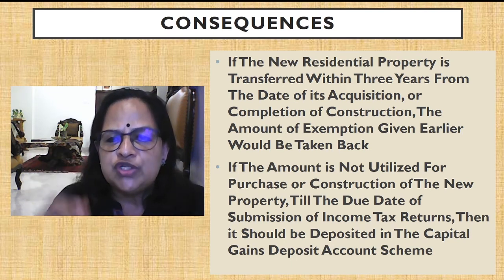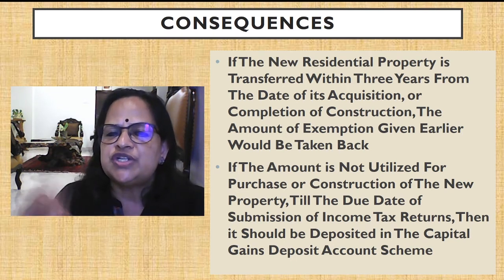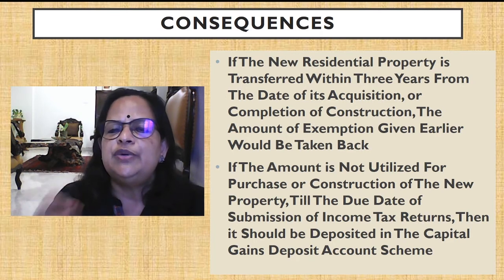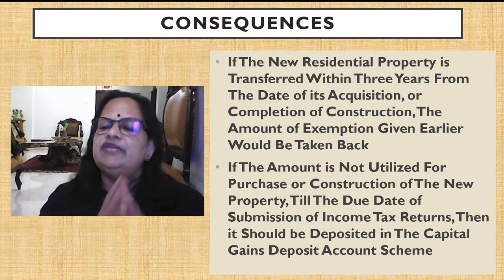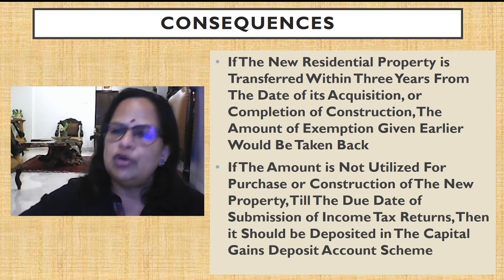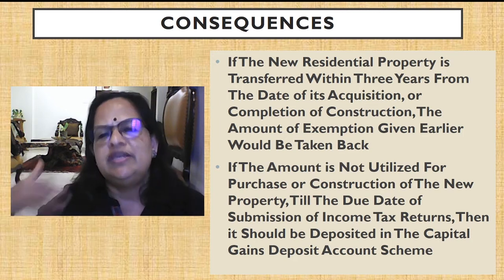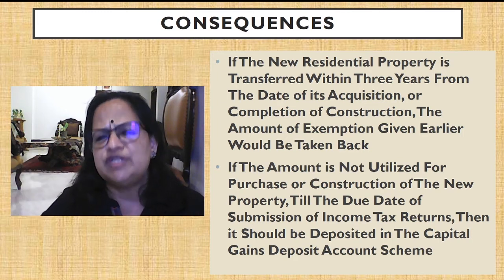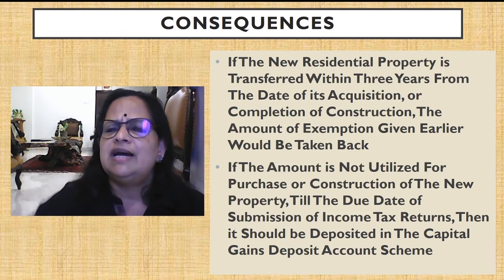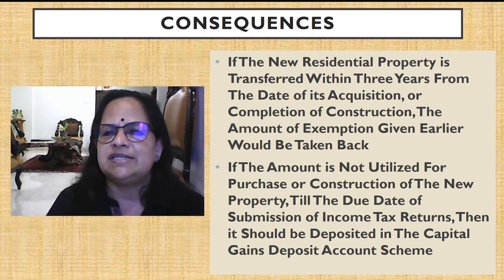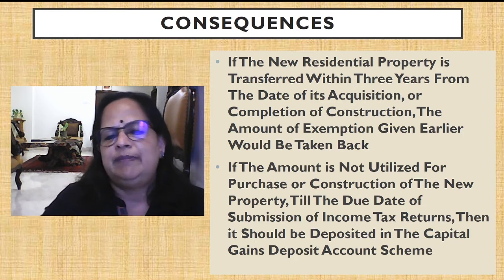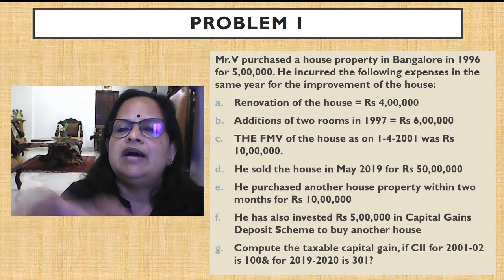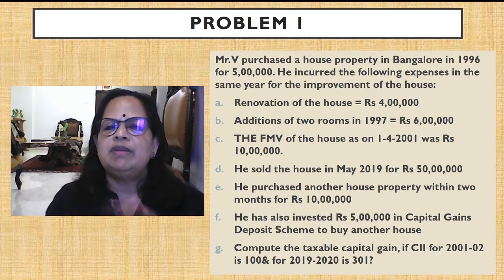Now, if the amount is not utilized for purchase or construction of the new house property till the due date of submission of income tax returns, then it should be deposited in the capital gain deposit account scheme. I told you, if you are not able to get what you are looking for of your choice, even if it's a residential house property or a plant or machinery, anything like that, other sections you will learn for other capital assets, then you can always keep the money in the capital gain deposit scheme. I am going to explain that after this problem. So first, I will explain the problem.